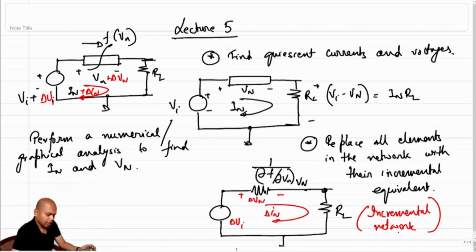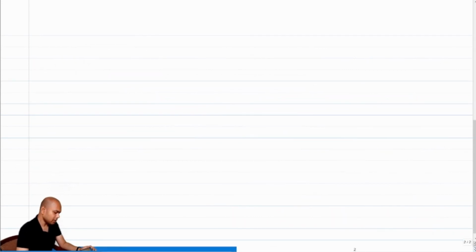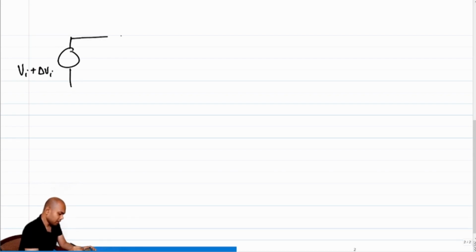So now that we have gotten the quiescent and the incremental, what is the final step? The final step is to find the total I and V, not only the increment. So essentially, what are we after? We are after this: if the input is Vi plus delta Vi, and the network consists of an actual nonlinear element, right?